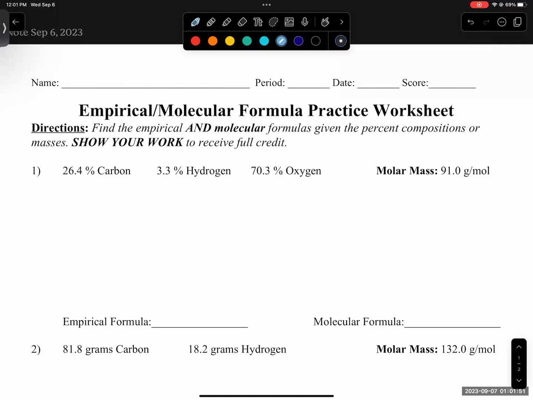Okay, so first one, it gives us the percentages. Typically, you'll be given a word problem. This is not a word problem. So this one gives us the percentages just flat out, but you can still do it without all the extra words in the problem. Let's go ahead and start. Do y'all know the first step when it comes to finding the empirical and molecular formula?